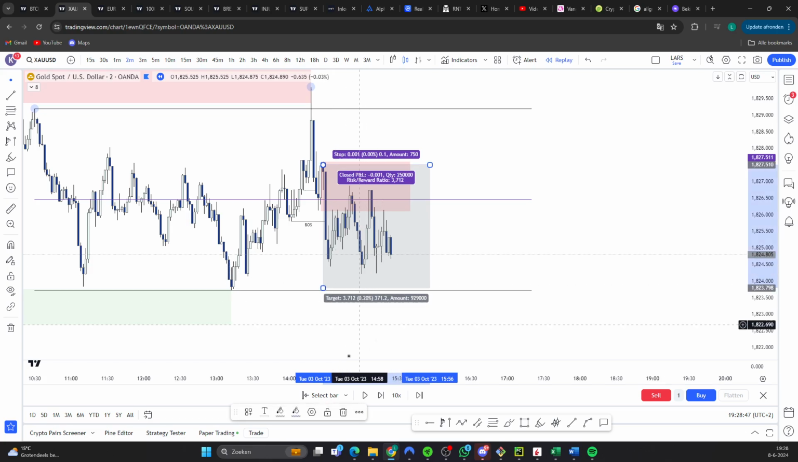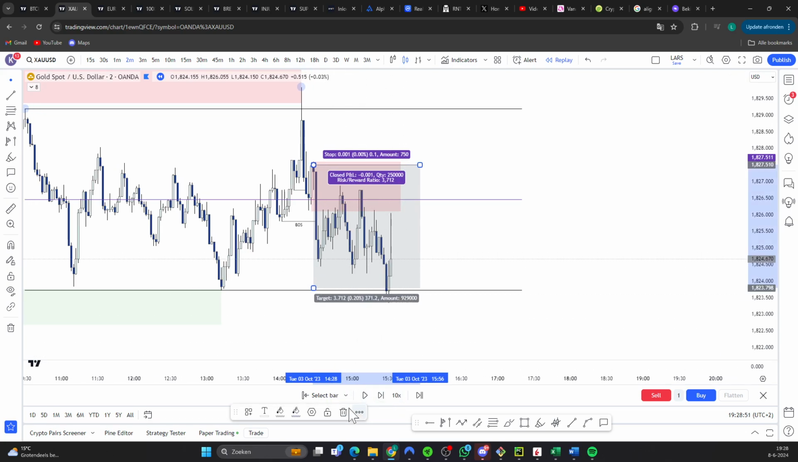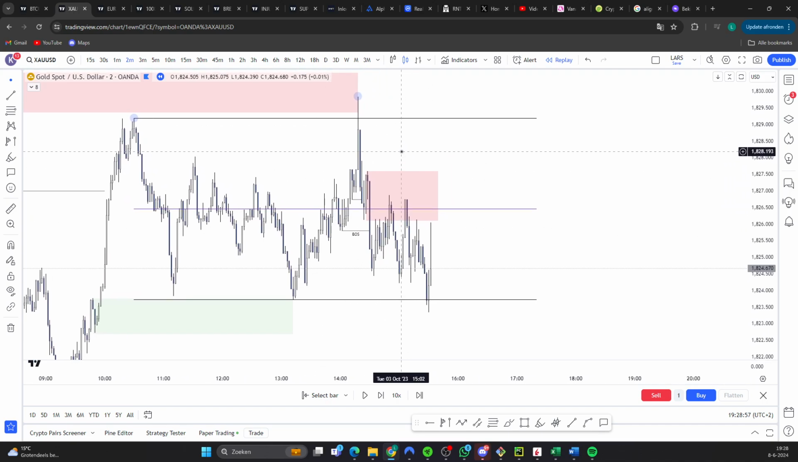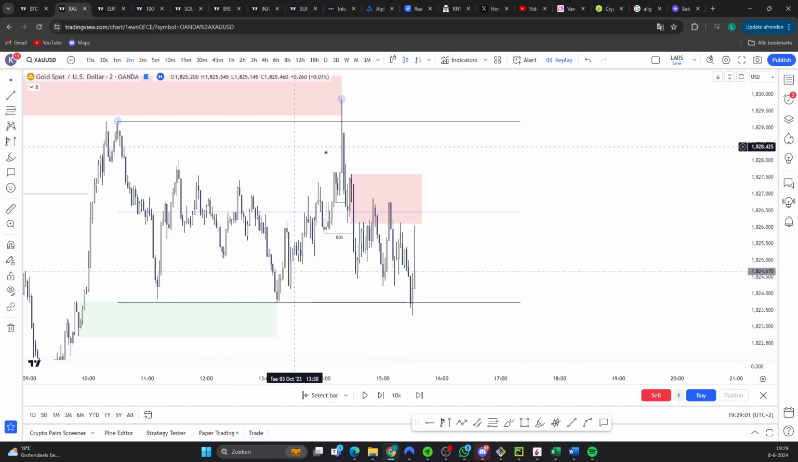Try to accumulate in here. And then there was your target. Okay, so it would have been, again, a winning trade. But these all depend on if it was 1-minute structure or not. Okay? So far, it has been working out, but it all depends if it's 1-minute structure.